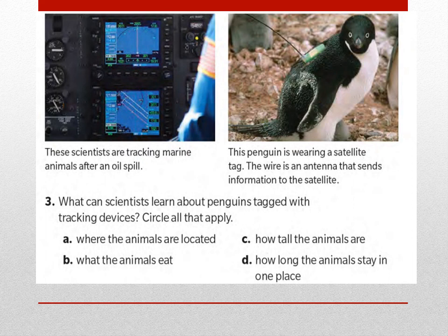A. Where the animals are located. B. What the animals eat. C. How old the animals are. D. How long the animals stay in one place. The correct answers are where the animals are located and how long the animals stay in one place.